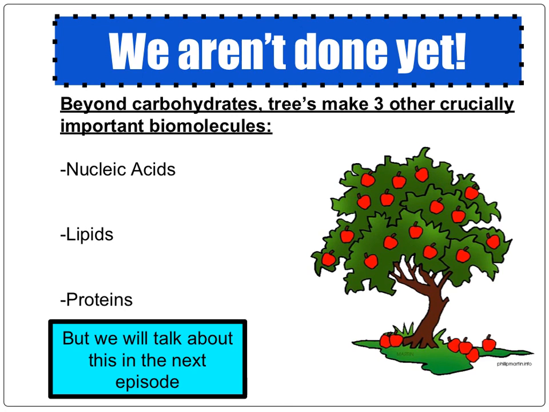But plants aren't done yet. Beyond just carbohydrates, plants make 3 other macromolecules, also called biomolecules, that are crucially important not only for their existence, but for all other organisms' existence as well. So, plants or autotrophs make carbohydrates primarily, but in the next episode we will talk about the other 3 macromolecules, aka biomolecules, that they make, called nucleic acids, lipids, and proteins.